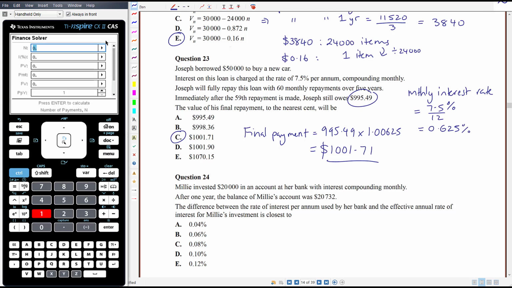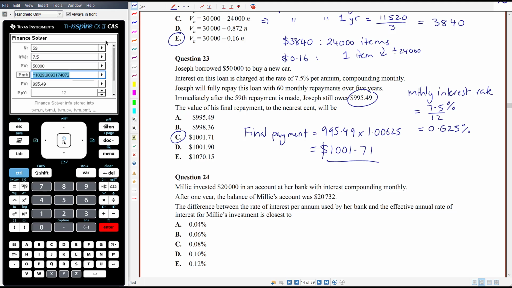So what I would do is I would first of all work out what the payments are. So if we have $50,000, so the first 59 payments, so n is 59, the interest rate is 7.5, the principal value is 50,000. We borrowed that, so yes, that's positive. The payments we don't know, so I'll leave that for a minute. The future value after 59 repayments, we're told, is 995.49, and payments per year are monthly, so there's 12 payments per year and compounds per year.